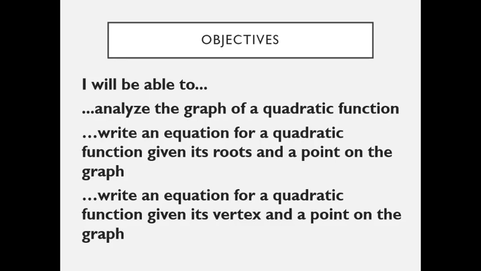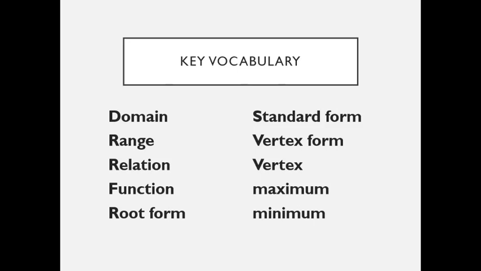Our key vocabulary is going to stay pretty much the same. We're looking at remembering what the domain is, which is all the x values, the range, the y values, the difference between a relation and a function. Remember, all functions are relations, but not all relations are functions. The different forms of a quadratic, standard form, root form, and vertex form. The vertex is the low point or the high point, the coordinates for that point on a quadratic. And the maximum and minimum points are the y values of that low and high point.